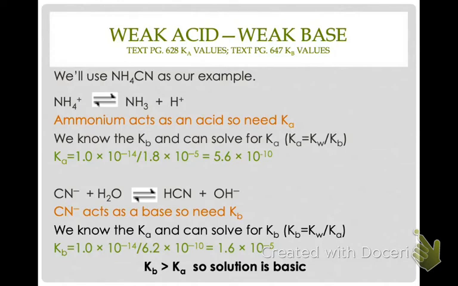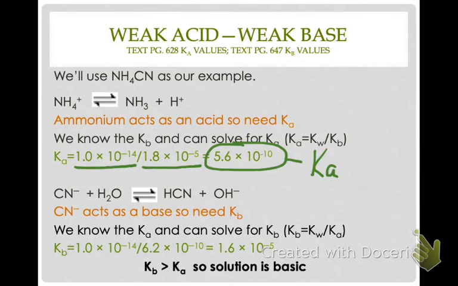So what I've done is I've set up the equation to take the Kw, which we know is 1 times 10 to the negative 14th, and divide it by 1.8 times 10 to the negative fifth, which is the Kb, and the result that I get is 5.6 times 10 to the negative 10, and that is going to be our Ka for ammonium.